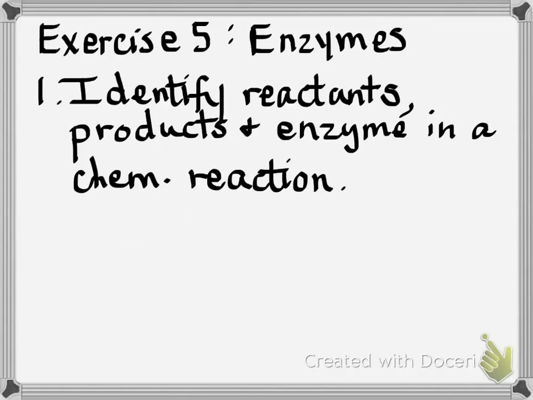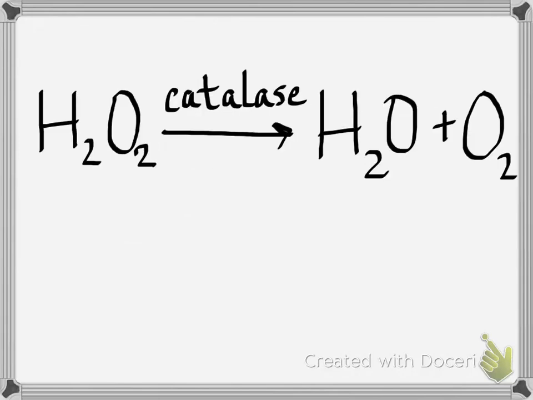Okay. So I'm going over your review sheet, and this is exercise 5 on enzymes. It says identify reactants, products, and enzymes in a chemical reaction. I picked this chemical reaction because it was the one you and I did together in lab when we did enzymes. We're supposed to figure out what the reactants are. Anybody tell me what the reactants are for this chemical reaction? Hydrogen peroxide. So I'm just going to put an R there for reactants. How about products? H2O and oxygen. So I'm just putting P for products.